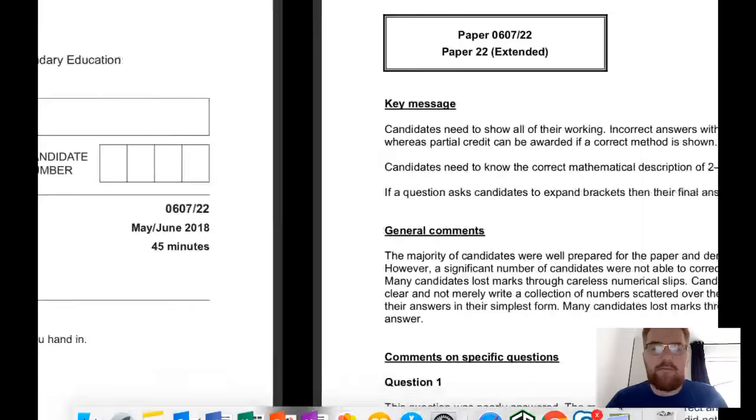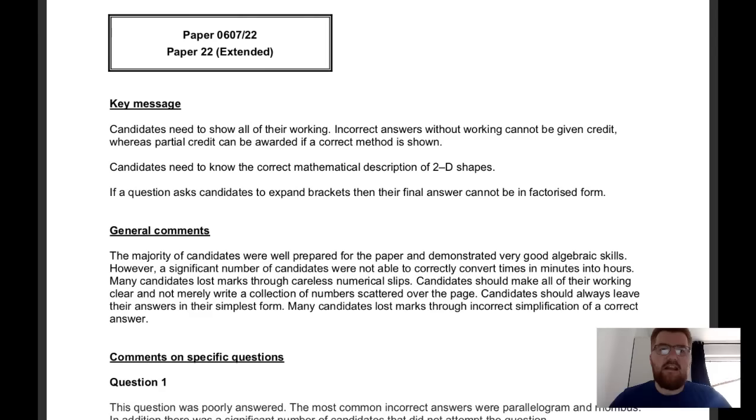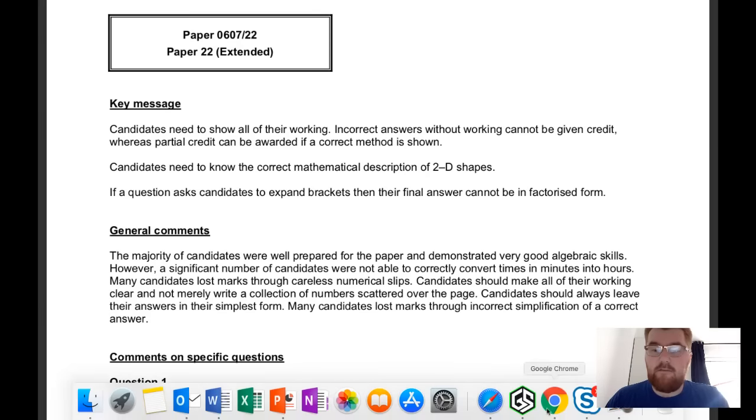I like to look at the examiner's report, as you know, and this is it here. So not much to be said really. Most people show good algebraic skills, but some people didn't know how to convert minutes into hours, so that's an important skill we'll look at later. And some people made careless numerical slips. You see this is a common theme with the examiner's report, people making these silly mistakes. It's a really important skill to make sure you can actually check your working as you go through. Okay, and question 1 is a very good example of that.